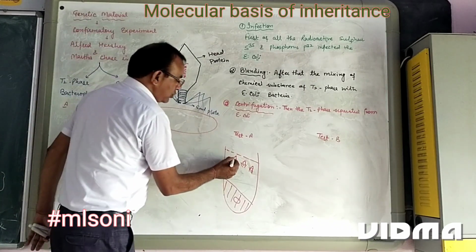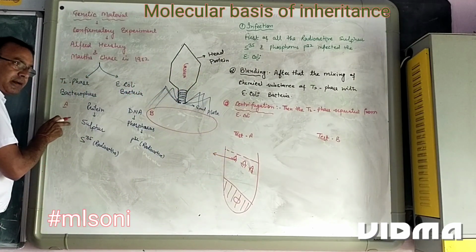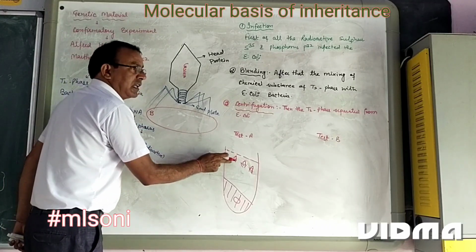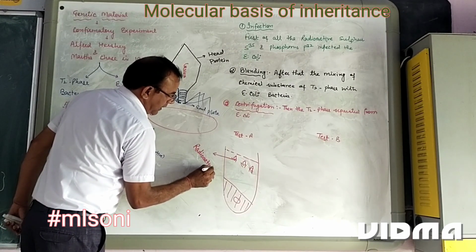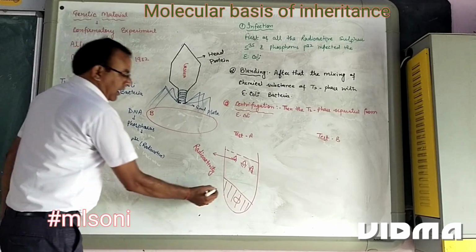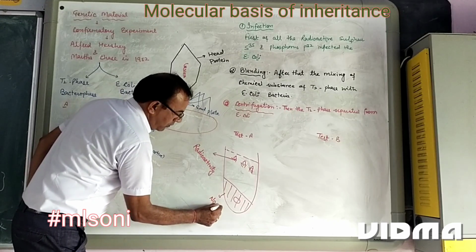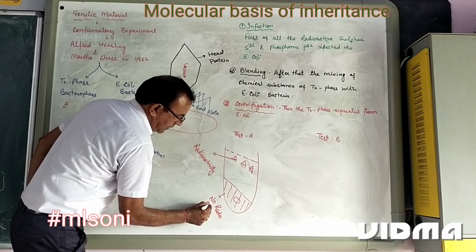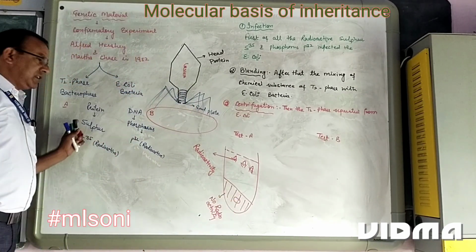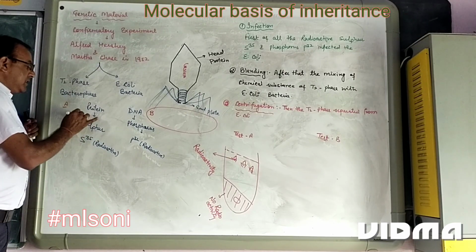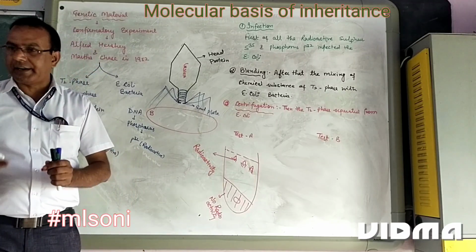They saw that in the supernatant, the T2 phage in test A which contains sulfur, there is radioactivity. And there is no radioactivity in the E. coli. No radioactive substance was transferred into E. coli bacteria, as they contain sulfur, which means protein. So they saw that protein is not the genetic material.